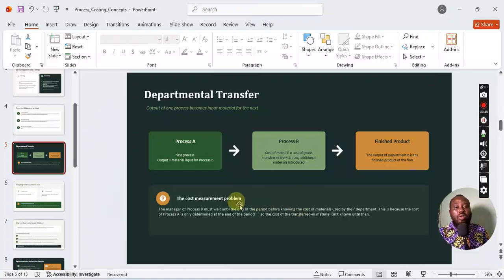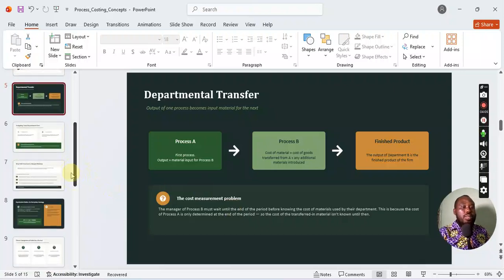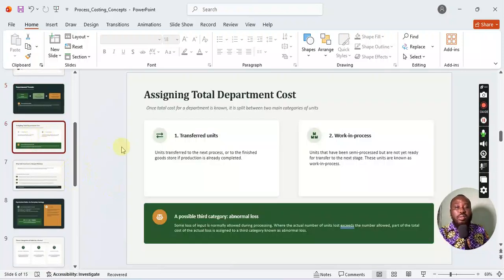Here we say that the cost measurement problem is that the manager of process B must wait until the end of the period before knowing the cost of material used by their department, because once you complete one process, another process begins. So you cannot just start your process without waiting for the first process to finish before you can continue with the next process. Let's look at other slides.